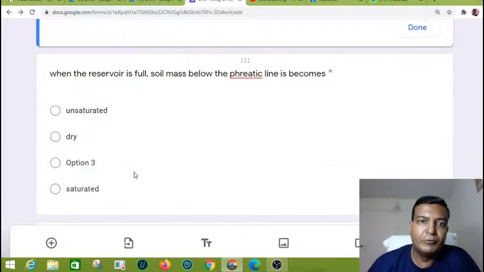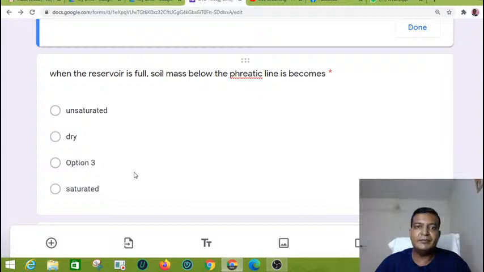When the reservoir is full, the soil mass below the phreatic line becomes unsaturated, dry, option 3 is remaining, or saturated.